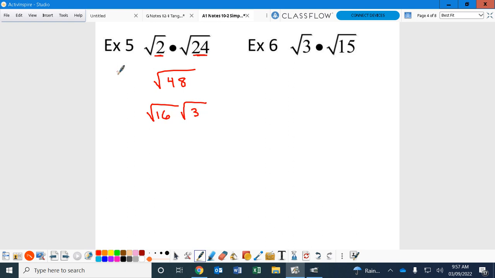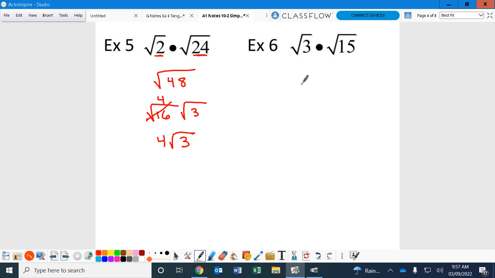Okay, and the square root of 16 is what? 4. So your answer would be 4 square roots of 3. We know we're done because 3 does not break down. It can't divide by any of the numbers on the list, so you're finished. Guys, try to look for the biggest number that'll go in there. It'll make your life easier.